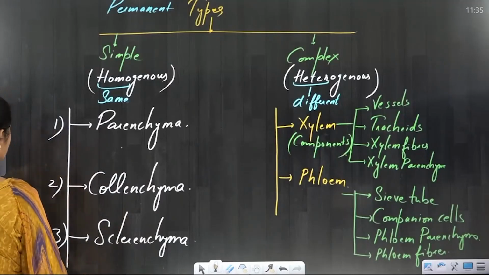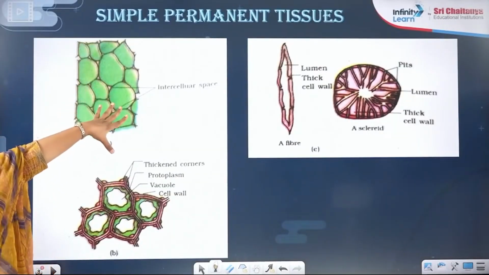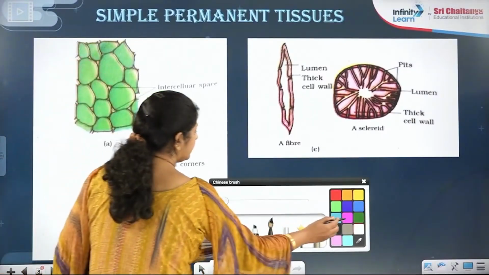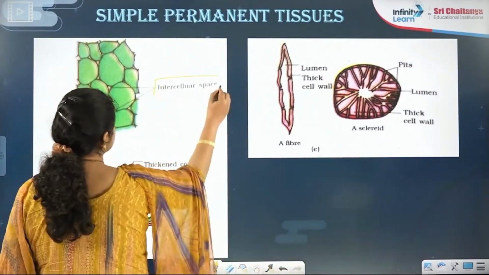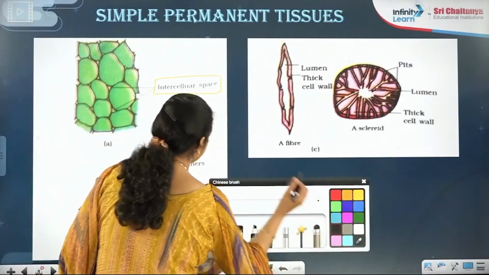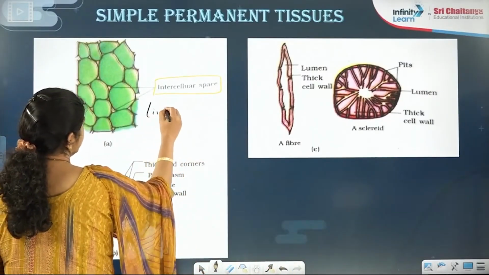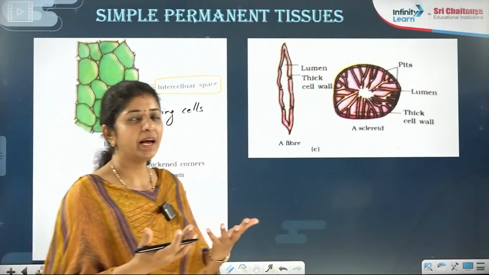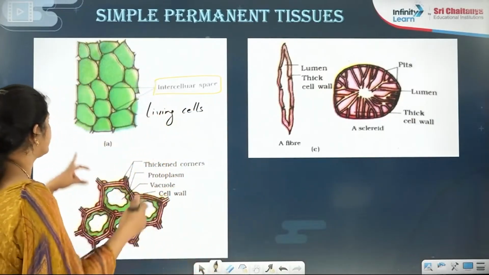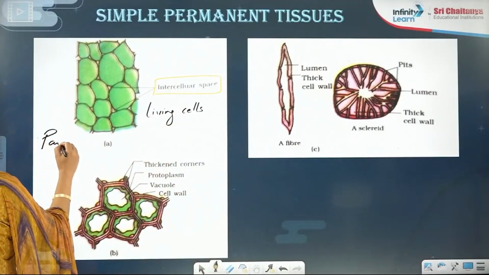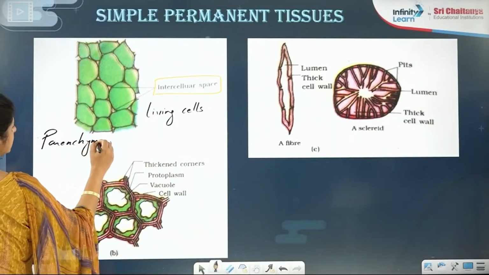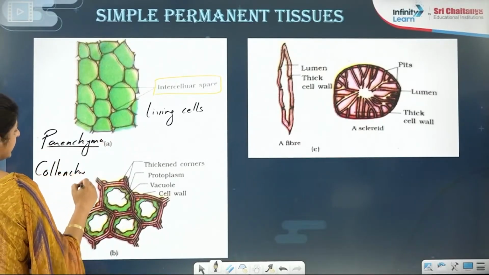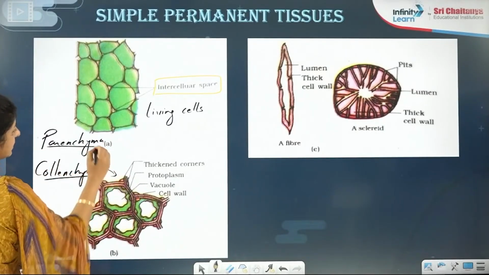Now, parenchyma, what are the features? Like the pictures I showed you, this is parenchyma. What is the feature? Mainly you must remember, it has intercellular space. And do remember, very important, these are living cells. They consist of living cells. Intercellular space is small or it can be absent. Now this one is the parenchyma, which is thin walled, and this is for collenchyma. In your NCERT book, they have shown this one, right?